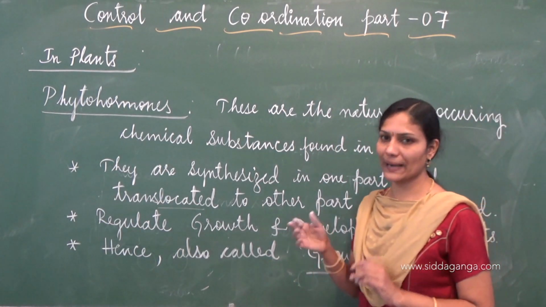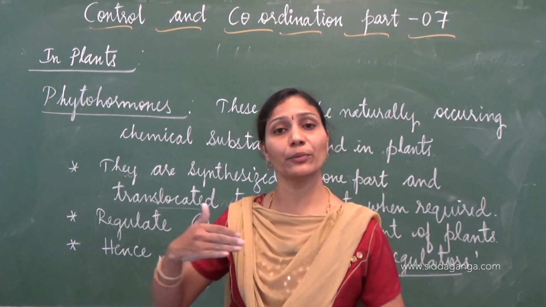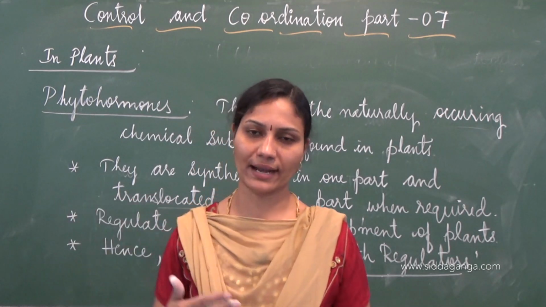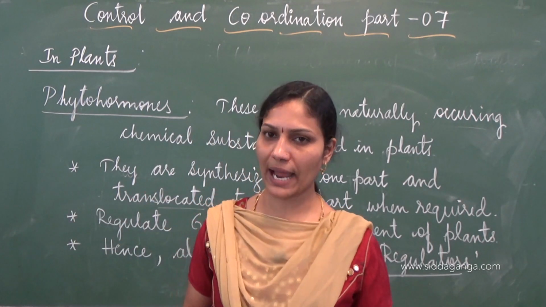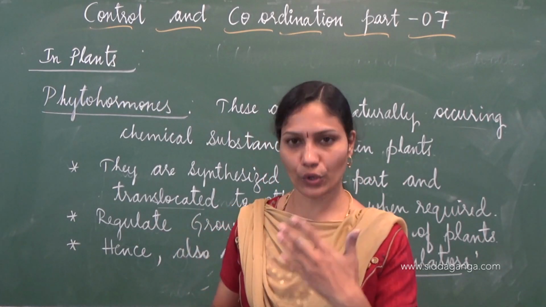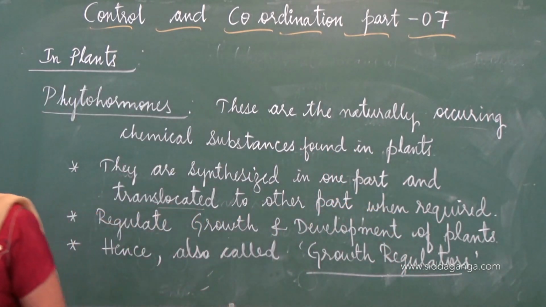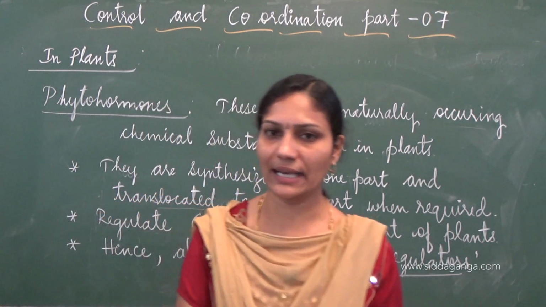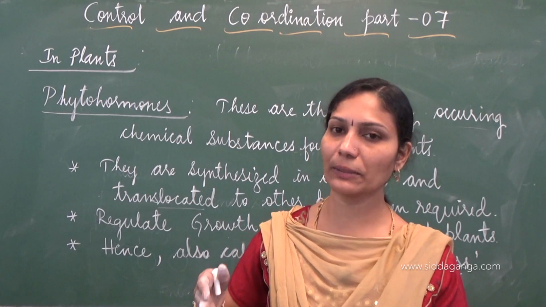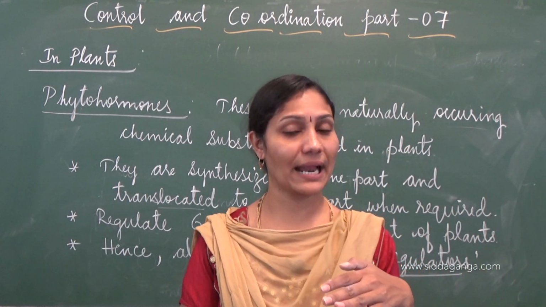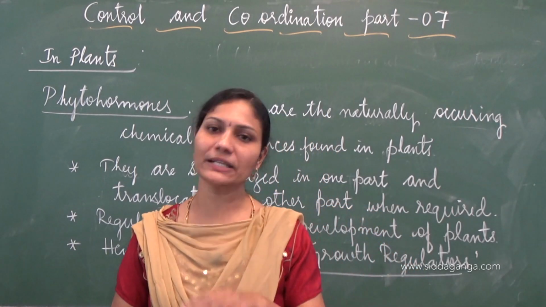One is plant growth promoters. Promoters are the ones which help in the growth of plants, which promote the growth of plants. They help in the development of the plant. They help plants to grow. These are referred to as plant growth promoters. The other is plant growth inhibitors. These are the other set of hormones found in plants.